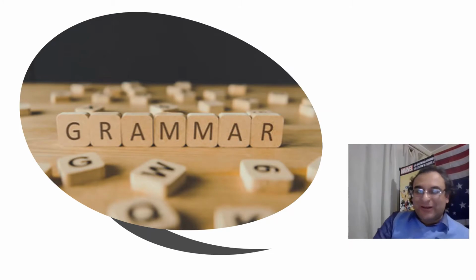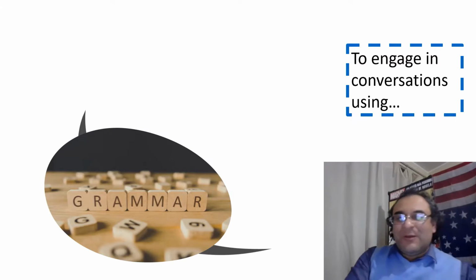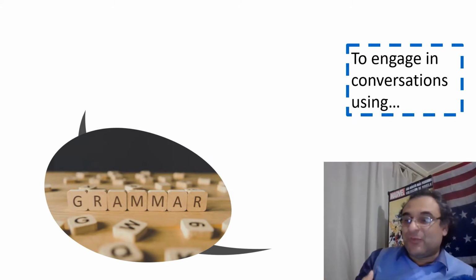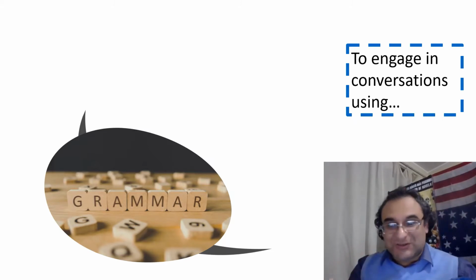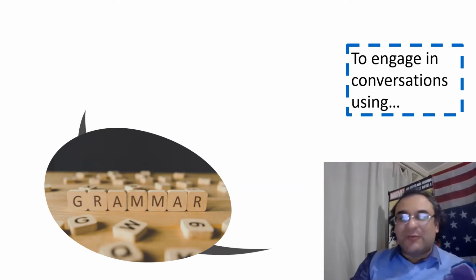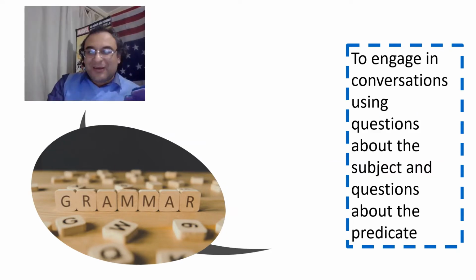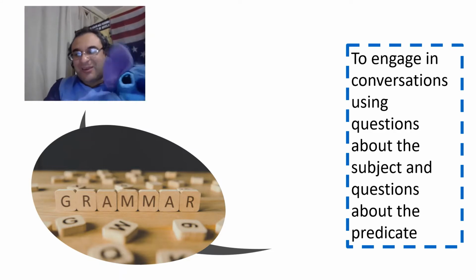And today we're gonna practice some grammar again, as usual. We're gonna practice engaging in conversations. You know what? To engage in conversations, something very important is to know how to make questions, and this is something that is very difficult for many people that are learning, especially English. So we're going to practice engaging in conversations using questions about the subject and questions about the predicate. So there are two different kinds of questions, about the subject and about the predicate.